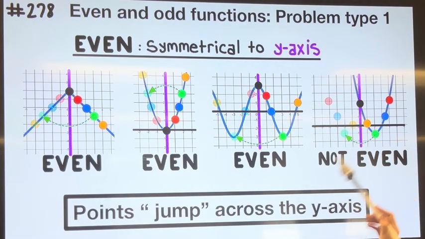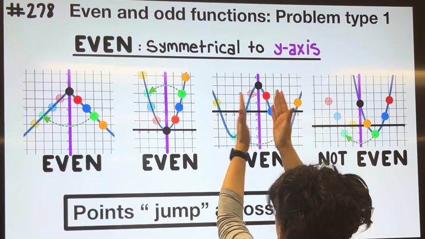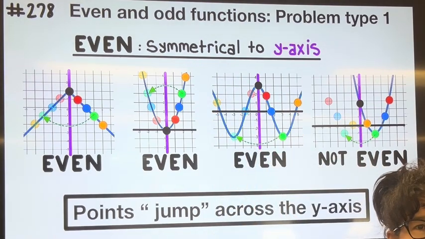So if you are symmetrical to the y-axis, again, if you could picture folding this together on the y-axis, everything matches up, then it's also known as even.